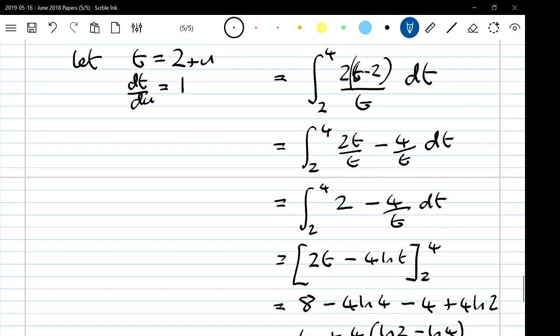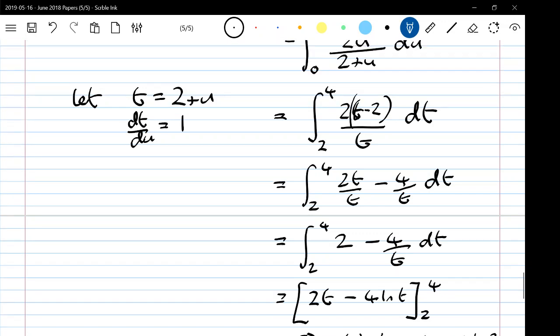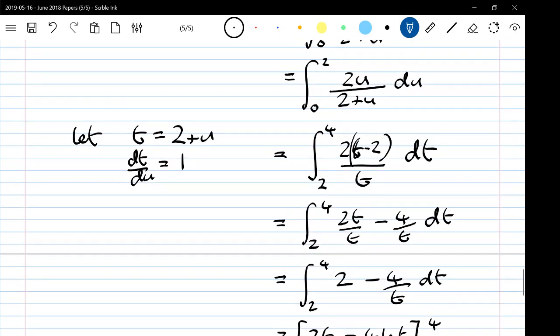Why do you change from the limits? I've changed the limits because I've done a substitution. So when u is 0, t would be 2. When u is 2, t would be 4. So I needed to change the limits.